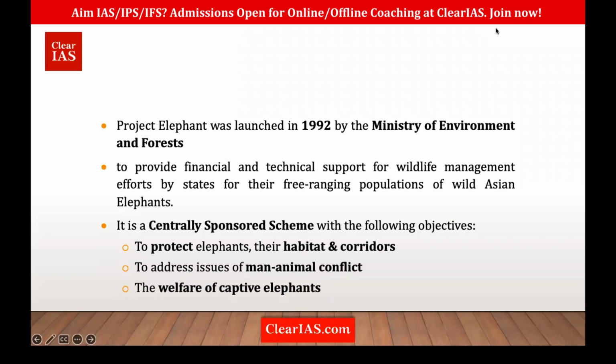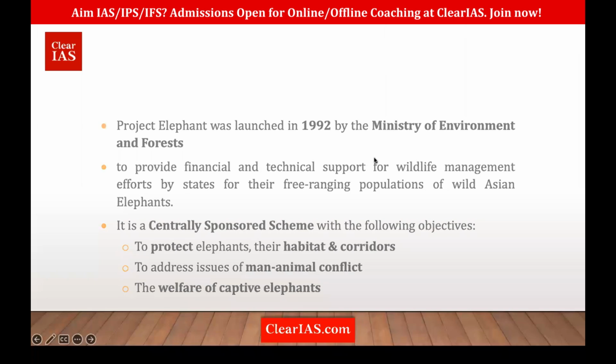It also leads to other man-animal conflict. For example, if there's a sugarcane plantation, elephants come and eat all the sugarcane. So it leads to man-animal conflict. The farmers would try to kill the elephants. So these issues are being addressed through the initiative Project Elephant. Clear? So that is Project Elephant.